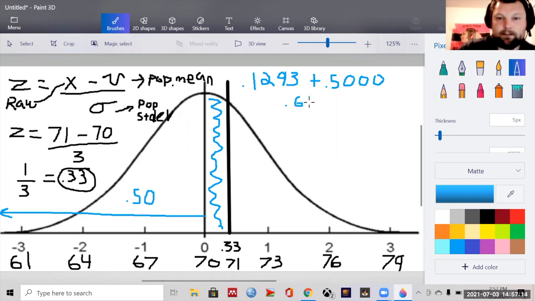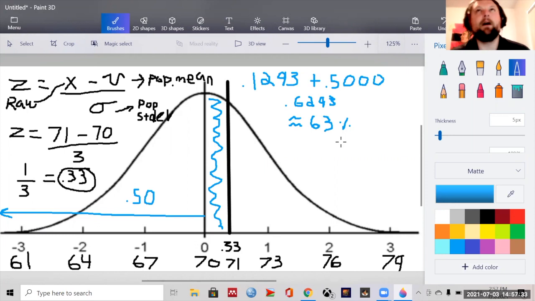When we add this, this comes out to be 0.6293, which is roughly 63%. And the roughly symbol is a wavy equal sign. So this is roughly 63%. So what this means is I am taller than 63% of all other American men.